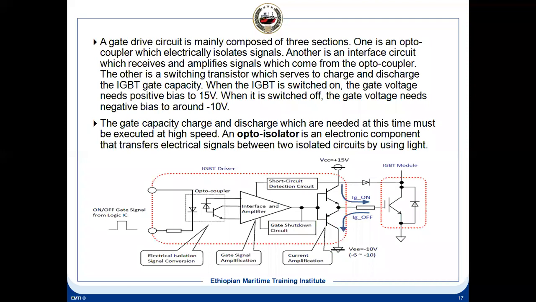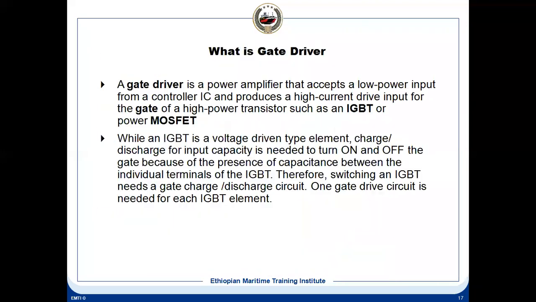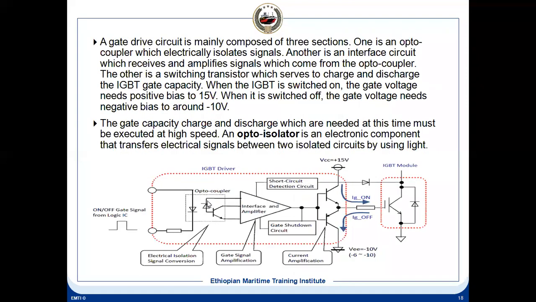You see, this is a gate drive circuit. Now, what is the purpose of this gate driver? A gate driver is a power amplifier that accepts a low power input from a controller IC and produces a high current drive output for the gate of the high power transistor. So in this gate driver circuit diagram, this is an optocoupler. Optocoupler means it gives electrical isolation.